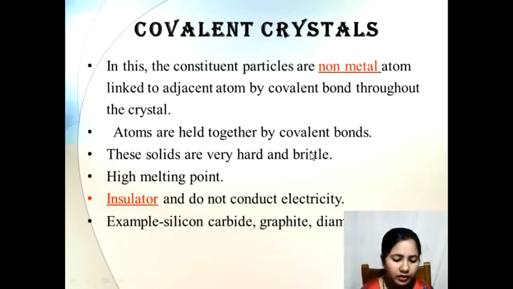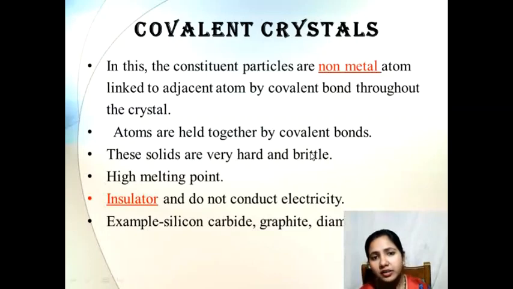Graphite is also a covalent solid, but it conducts electricity. Can you tell me the reason why? It is actually soft and it does conduct electricity. The reason is the structure of graphite. I think you have seen in your lower classes that graphite has a layered structure. The different carbon atoms are arranged in a layered manner.